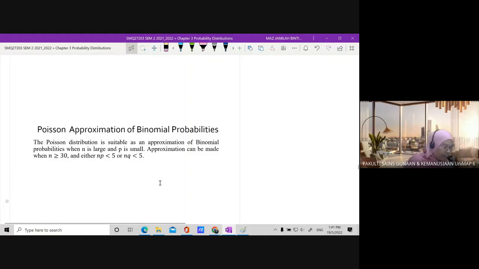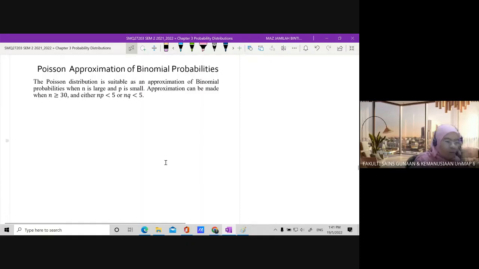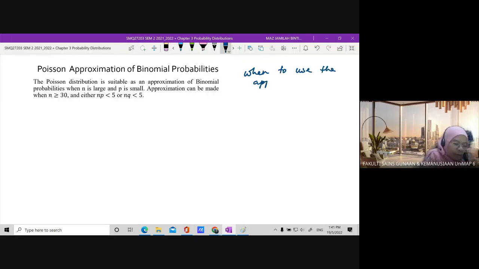Okay, and the approximation can be made when n is greater than 30 and either np or nq is less than 5. Now, when do I know that I need to do the approximation? When to use the approximation from the binomial equation, you solve using the Poisson equation.